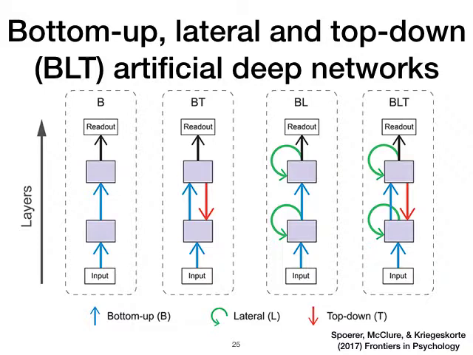The networks that we've looked at in the past are of this B type, so bottom-up. The input goes to one layer, then the next layer, then the next layer, and that makes a decision.